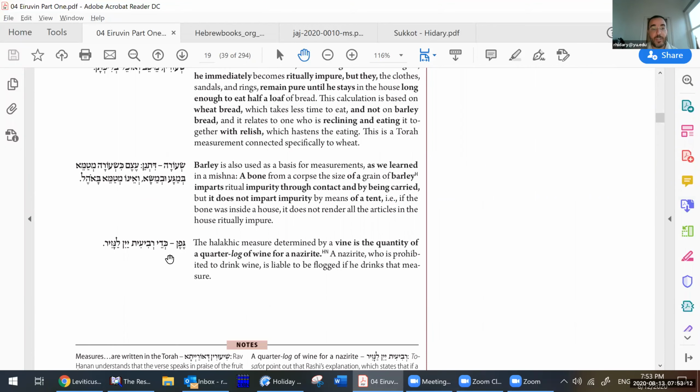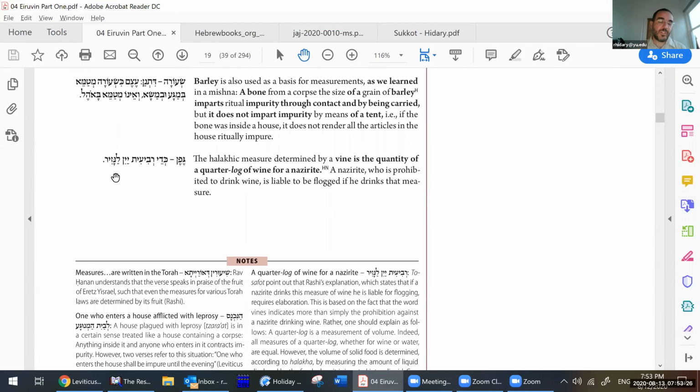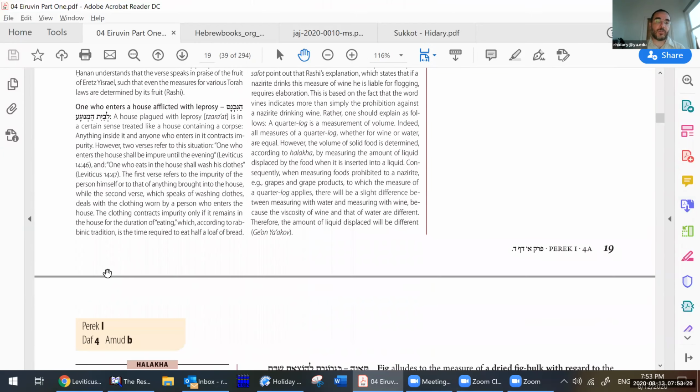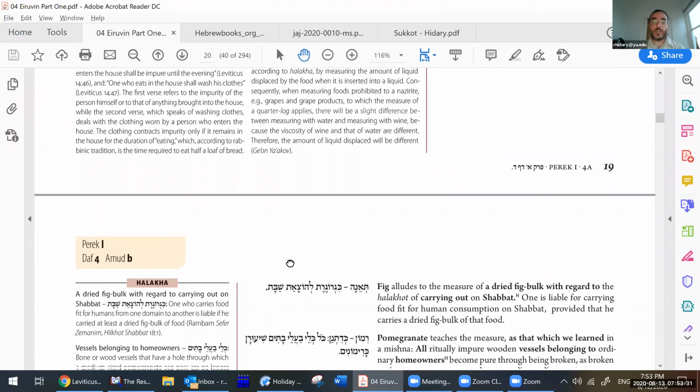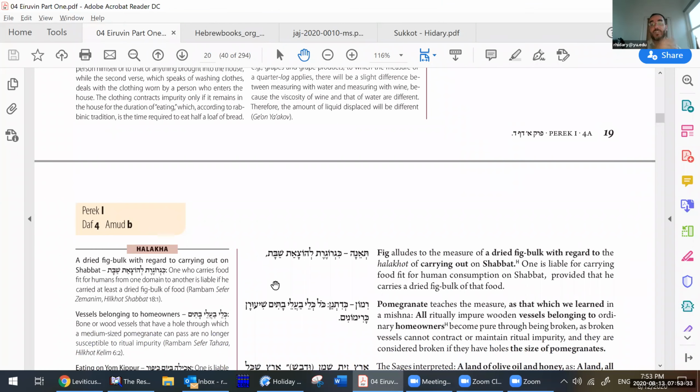How about gefen? A nazir is not allowed to drink wine. You can't drink any wine. But how much would he get a punishment for? To that amount of wine. So gefen is a hint to that amount.